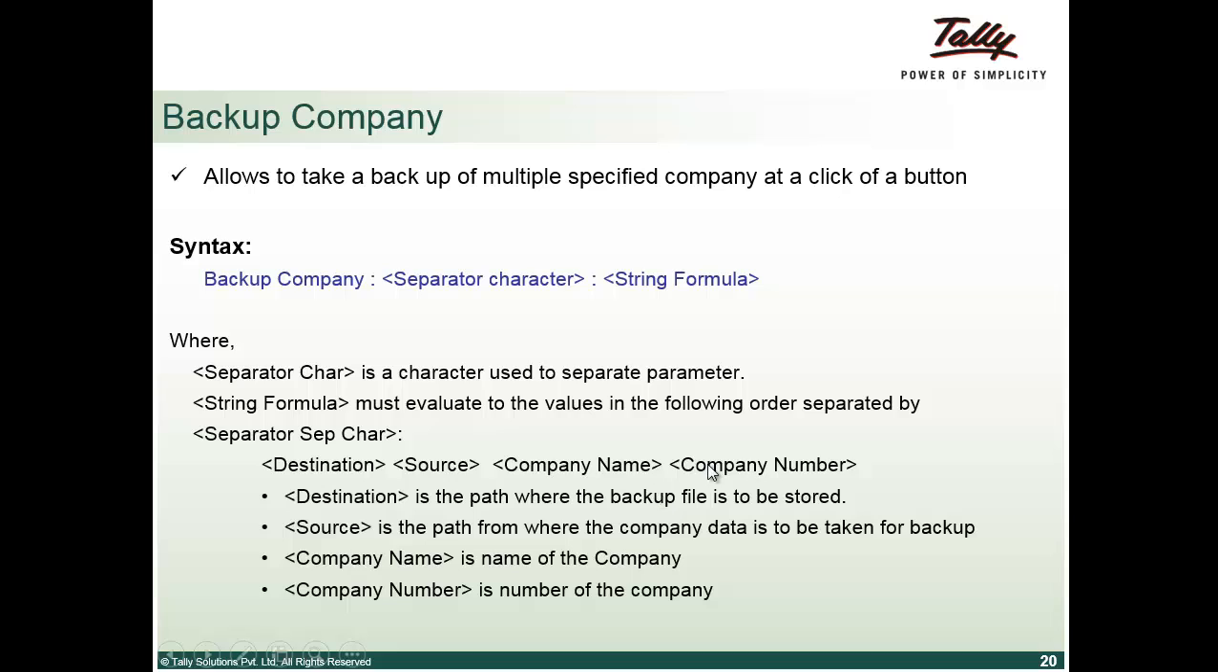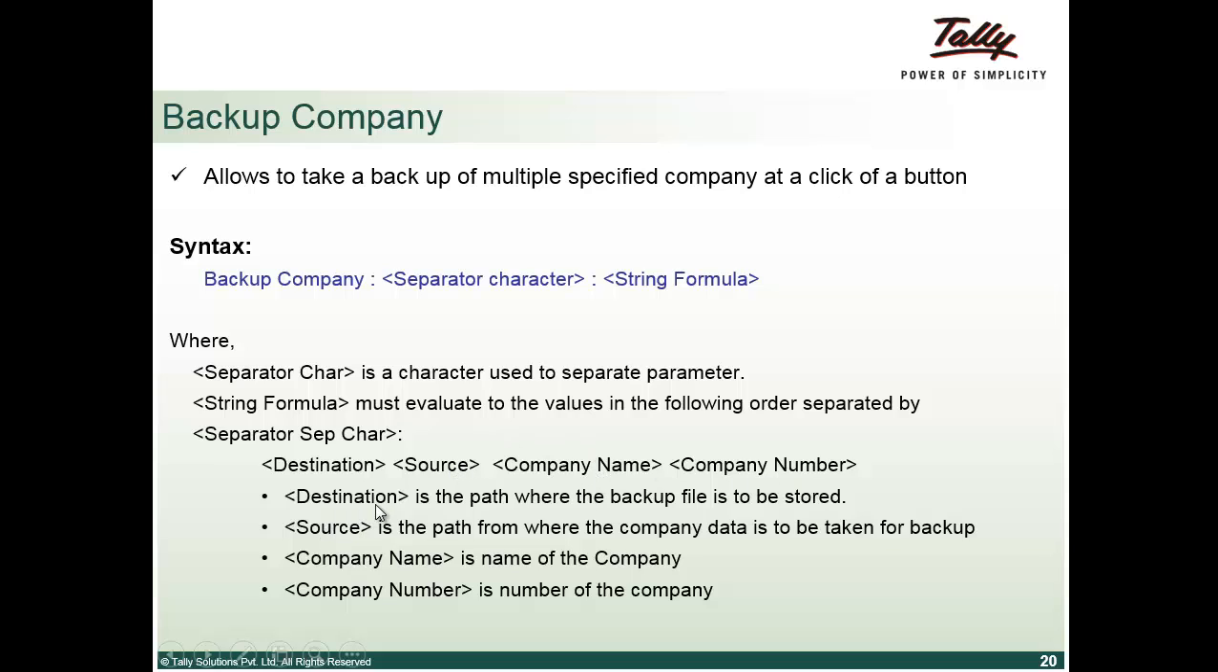And all these four things have to be separated with the separator character, and whichever separator character is being used should be specified as the first parameter. So separator character is the character used to separate the parameters. And a string formula must evaluate to the values in the following order separated by the separator character. So it is destination, source, company name and company number.